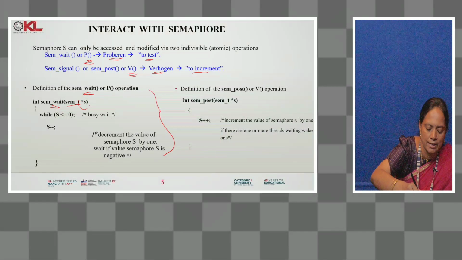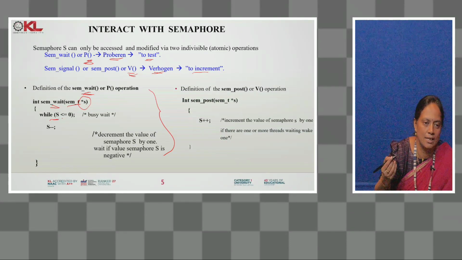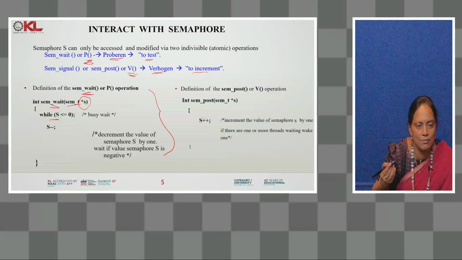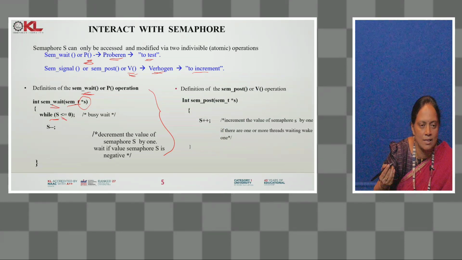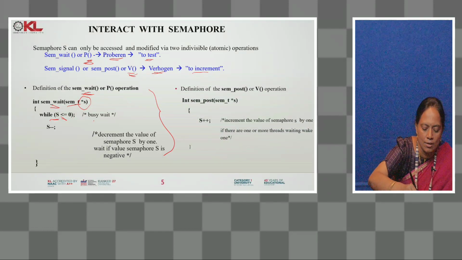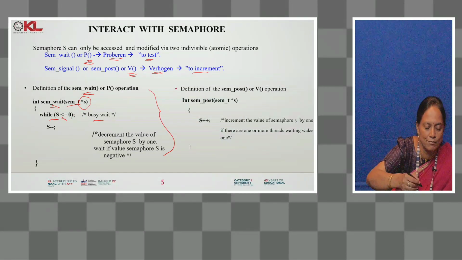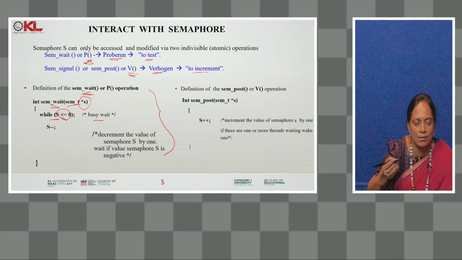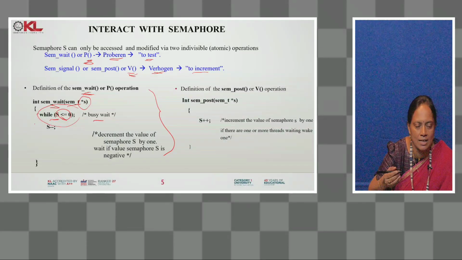We are using one variable, S, which is nothing but the semaphore. Here we are testing the condition: while S is less than or equal to 0, that means we are checking whether the semaphore value is less than or equal to 0 or not. If it is, that is busy waiting. The semicolon after the while statement indicates that whenever this condition is true, the loop keeps executing in this while statement only, that is busy waiting.